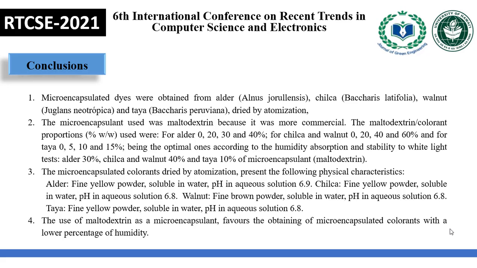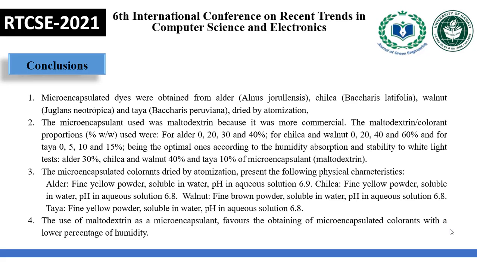Conclusions. Microencapsulated dyes were obtained from alder, chilca, walnut, and taya, dried by atomization. The microencapsulant used was maltodextrin because it was more commercial. The maltodextrin colorant proportions used were, for alder, 0, 20, 30, and 40%; for chilca and walnut, 0, 20, 40, and 60%; and for taya, 0, 5, 10, and 15%, being the optimal ones according to the humidity absorption and stability to white light tests: alder 30%, chilca and walnut 40%, and taya 10% of microencapsulant maltodextrin.